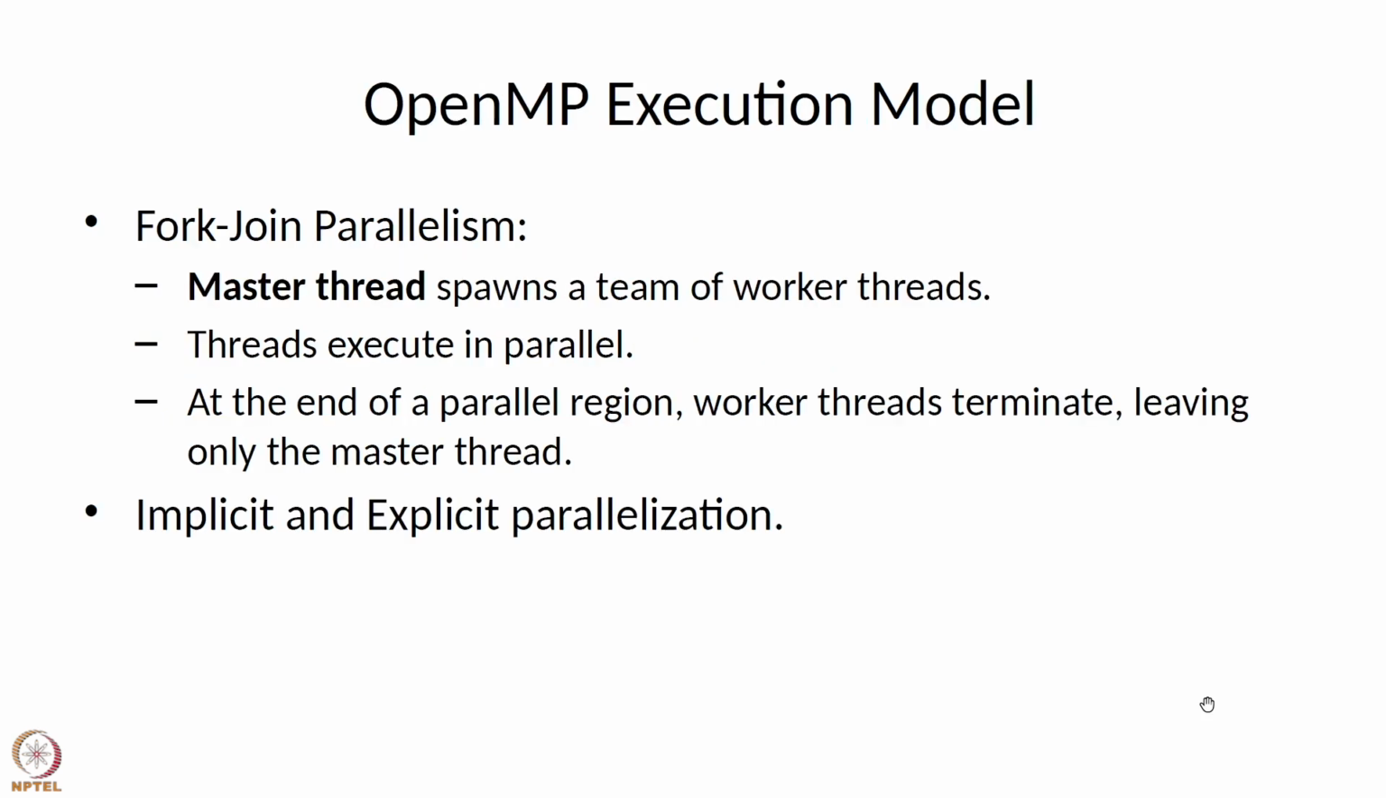So what is the OpenMP execution model? Remember, it was the fork-join parallelism. There essentially you have a master thread which spawns a team of worker threads. Now these threads execute in parallel and these threads have no specific preference in relation to each other. At the end of the parallel region, the worker threads terminate, leaving only the master thread. So every time, based on the directive, an OpenMP region is reached, the master thread will create a lot of worker threads. Threads will then work on this data. And then at the end of the parallel region, the worker threads will be terminated, leaving only the master thread. So this is both an implicit and explicit parallelization model.